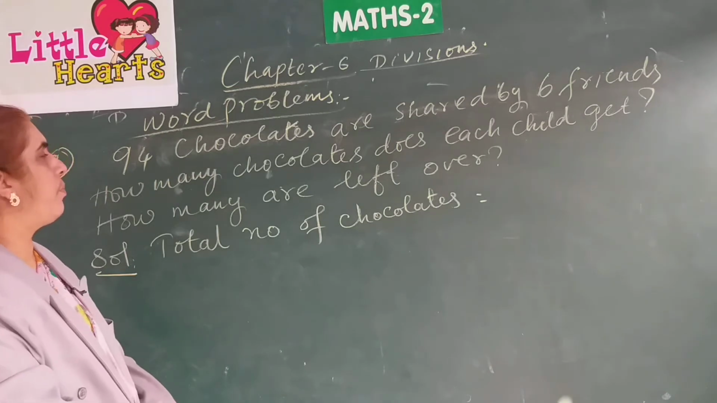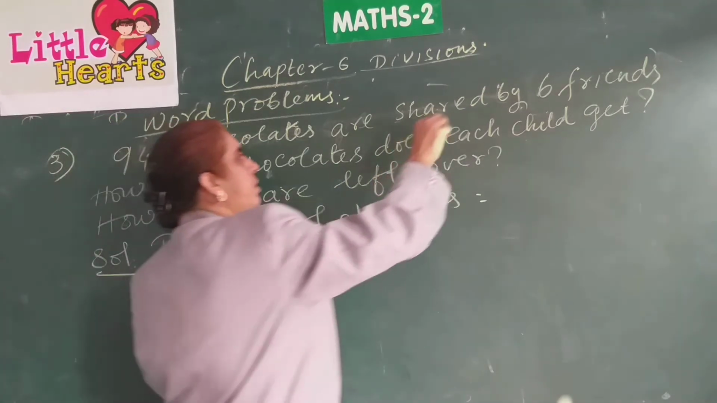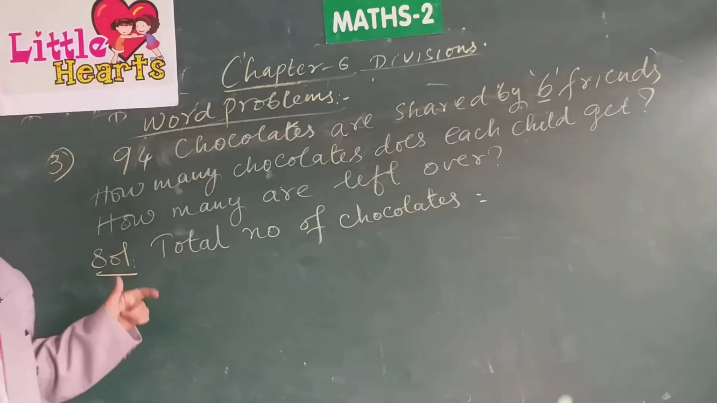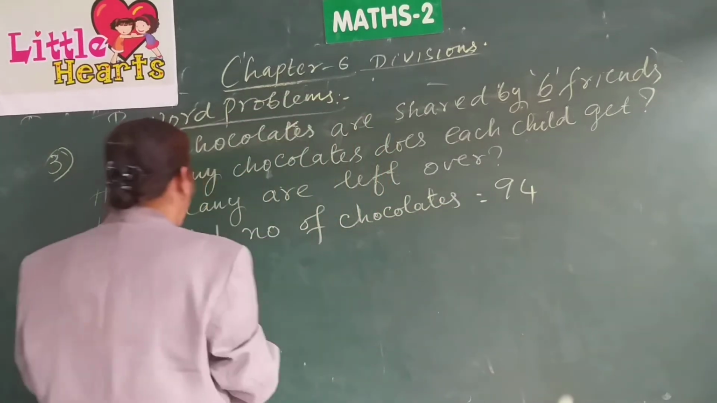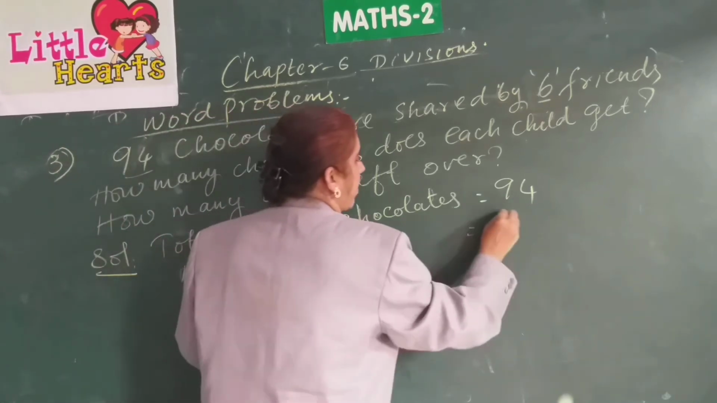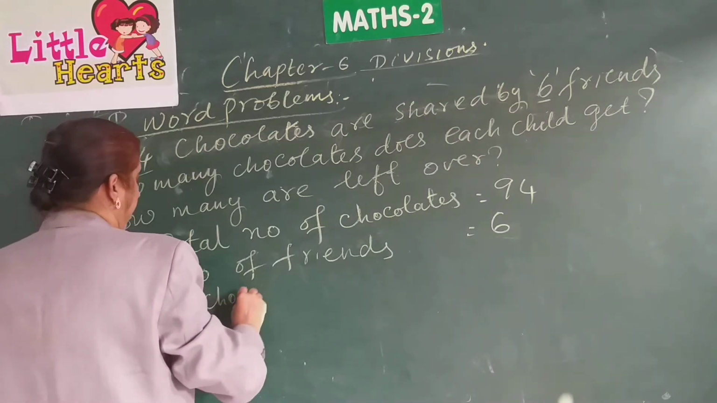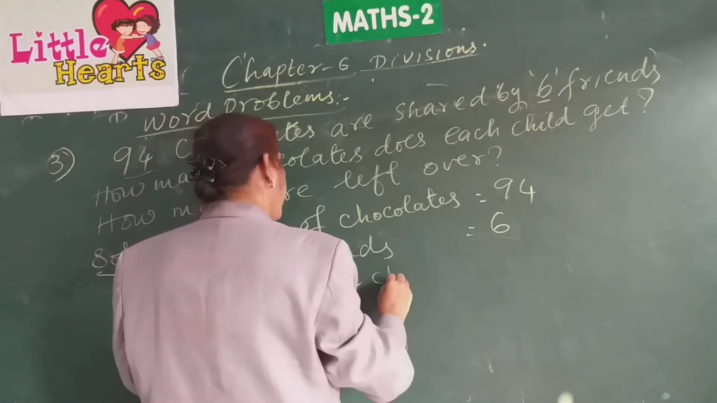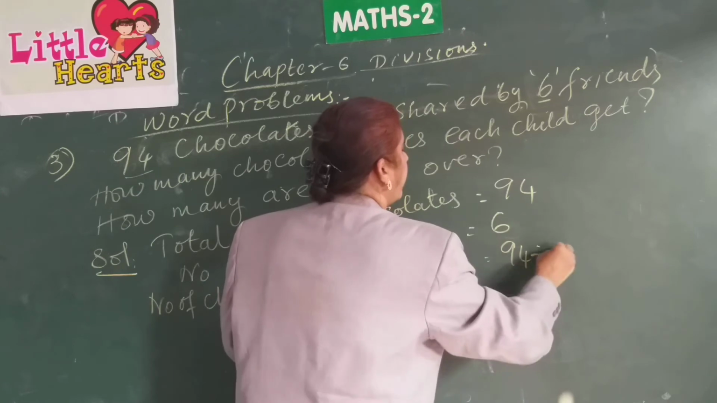Yes, children, here is another word problem for you. 94 chocolates are shared by 6 friends. How many chocolates does each child get, and how many are left over? So, total number of chocolates are how many here? 94. Number of friends sharing: 6. And number of chocolates each child gets, that is 94 divided by 6.